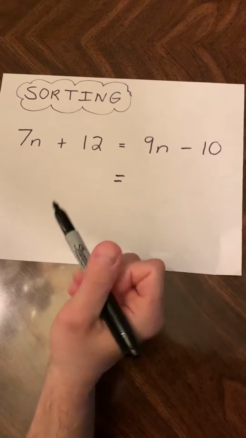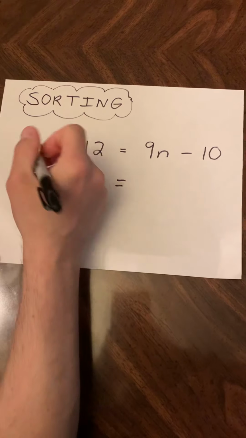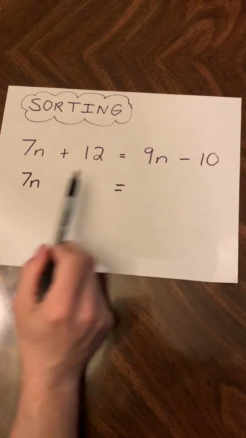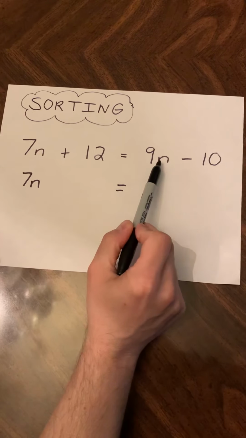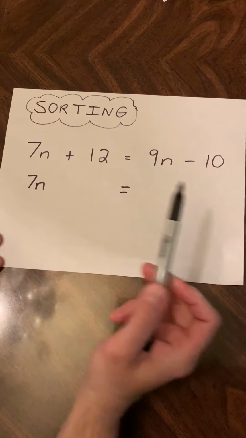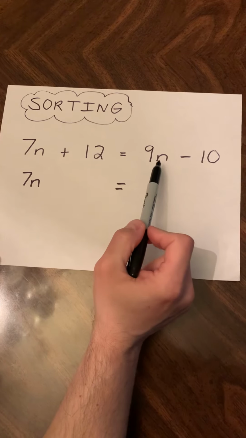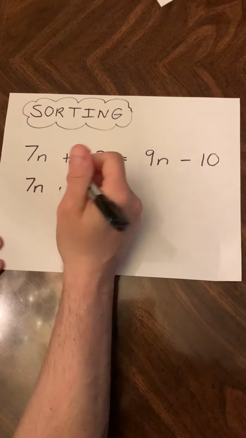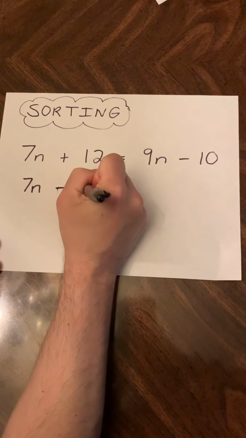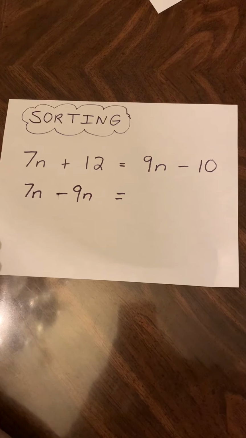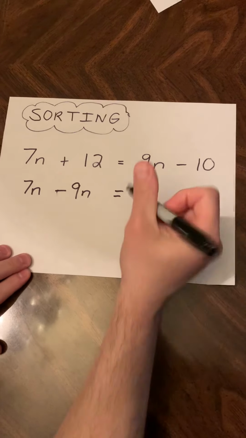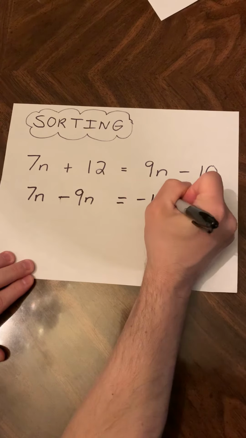Sorting here. My 7n is already on the left side, so I'm just going to bring it down. I want to get my 9n over to this side. Since it's on the right side, I want to move it to the left side. Remember the rule: when you change sides, you change signs. So 9n, if I move it to this side, becomes a minus 9n. On this side, I want my constants. I already have a minus 10 on this side, so I'm just going to drop that down.